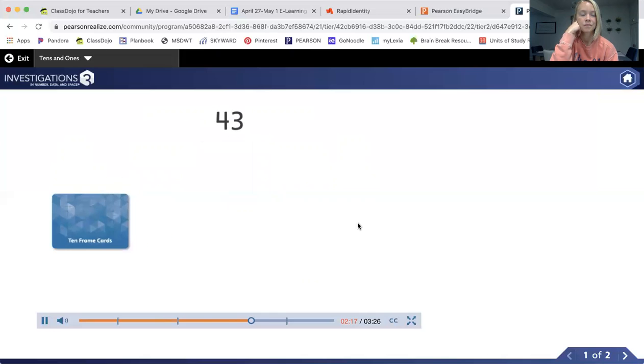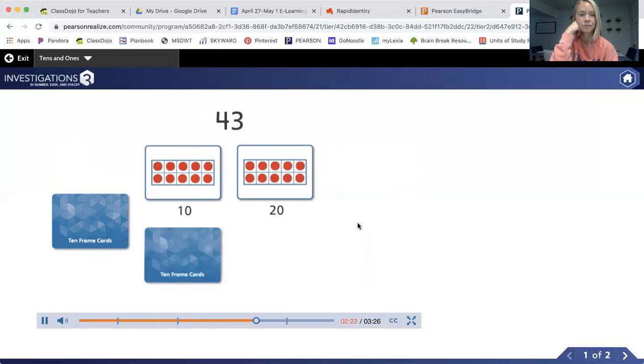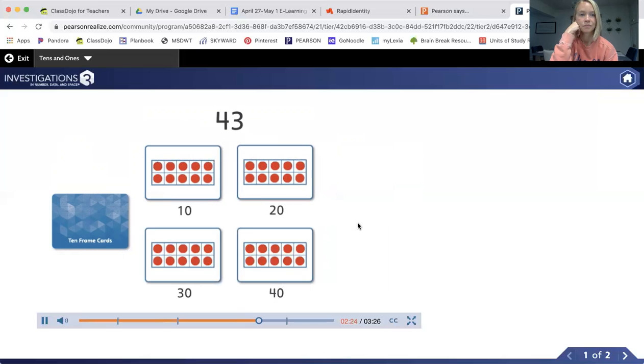Diego counts by tens to figure this out. 10, 20, 30, 40. You need 4 of them. Jacinta agrees, but she looks at the number to figure out how many groups of 10 to use. She says that 43 has 4 tens, so that's how she knows you need 4 10 cards. 4 10 cards makes 40.